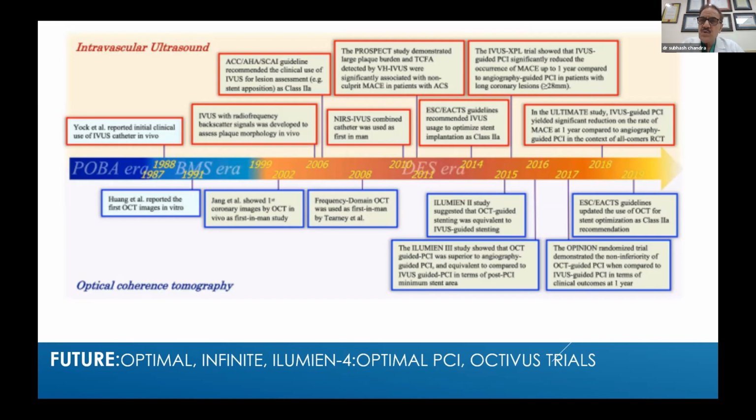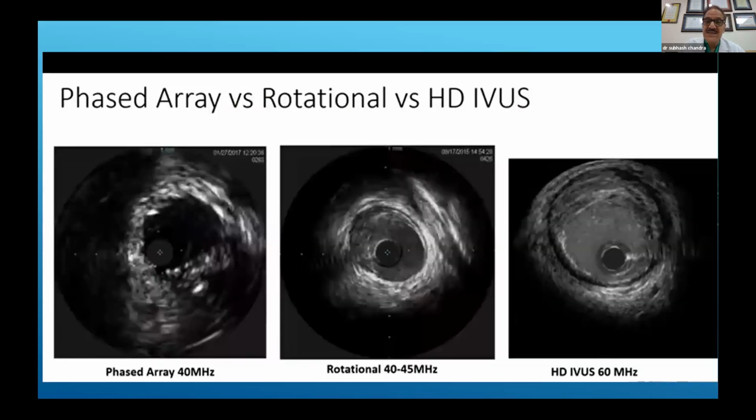There have been trials to defend why, in complex PCI, the complication rates and the long-term follow-up can be improved by using one of these technologies. And there are a lot of future trials to answer which technology is superior. Trials would be OPTIMAL, Infinity, or Illumien 4, OPTIMAL PCI, and OPTIMUS, OCT versus IVUS.